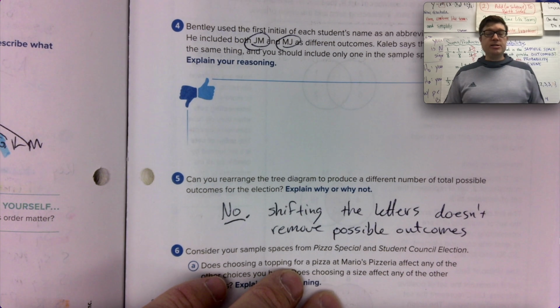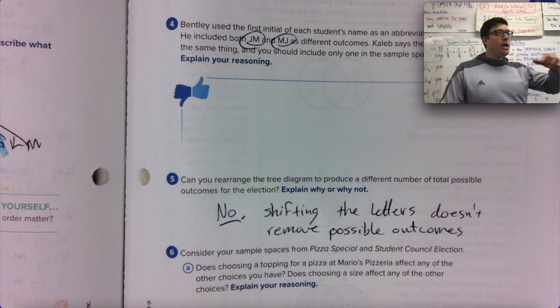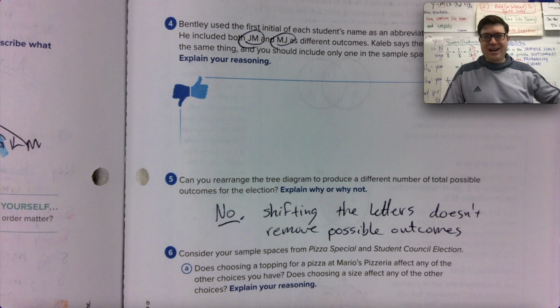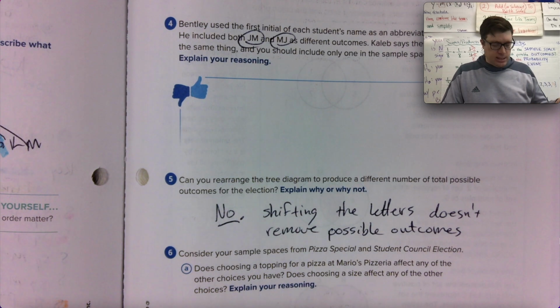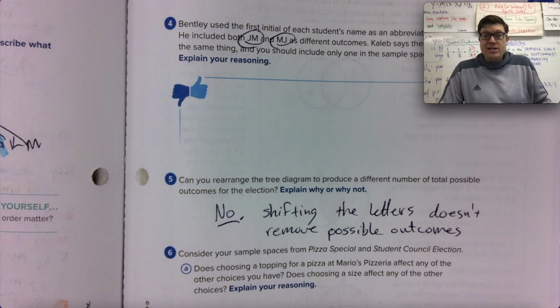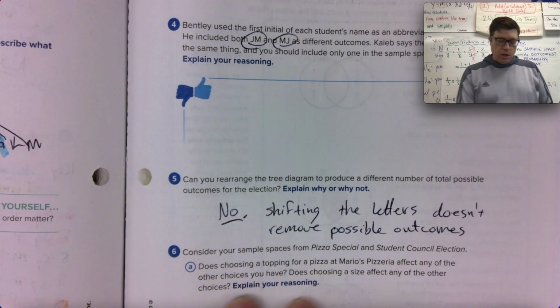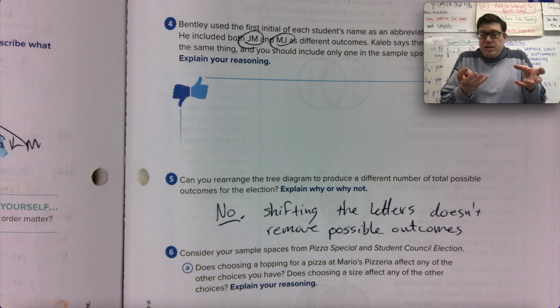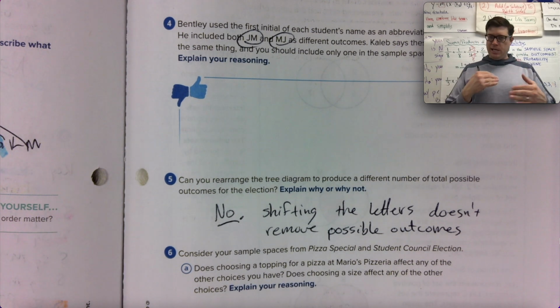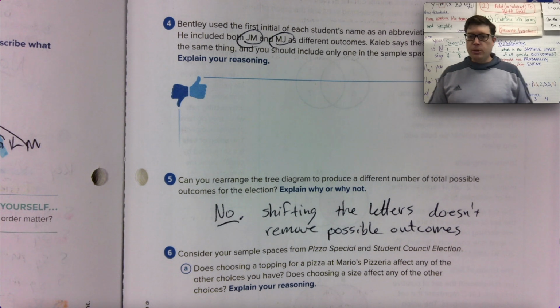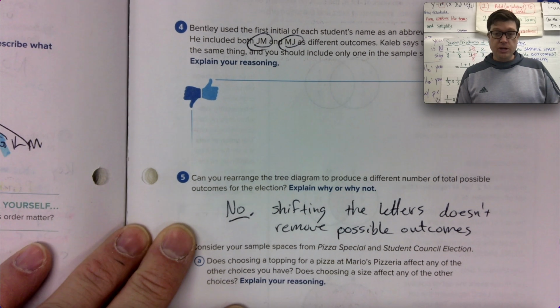This is actually like the previous activity with the pizzeria. You can change the order that you request toppings and pizza size and shape and thickness of the crust, but you're still requesting the same number of things and you're still making the same number of decisions. As long as you can make the tree diagram look different, but there's still the same number of choices or outcomes, then they're going to produce the same number of possible total outcomes for the election.